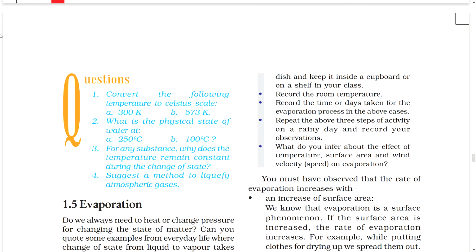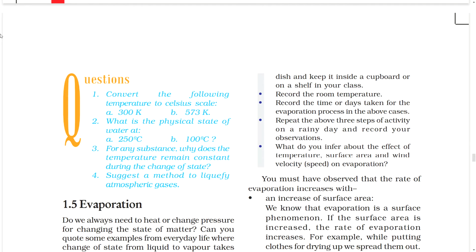Record the room temperature. Record the time or days taken for the evaporation process in the above cases. Repeat the above 3 steps of the activity on a rainy day and record your observation. What do you infer about the effect of temperature, surface area, and wind speed on evaporation? Comment this.